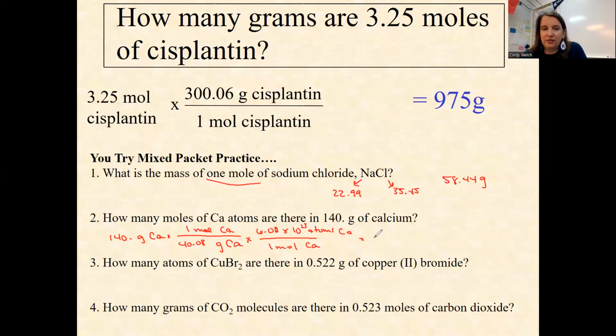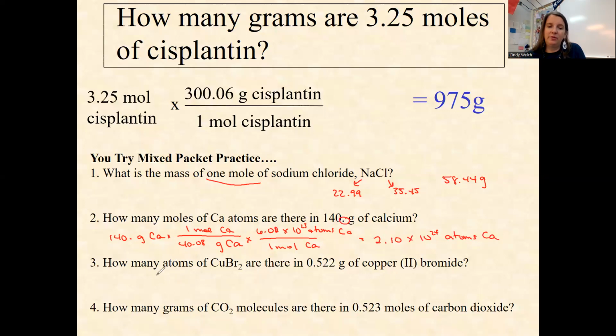My answer is 2.10. I rounded it to 3 sig figs. This makes that 0 significant. Don't forget the times 10 to the 24. You will be surprised how many students will forget to put this times 10 to the 24 on their AP test. And that is atoms of calcium.